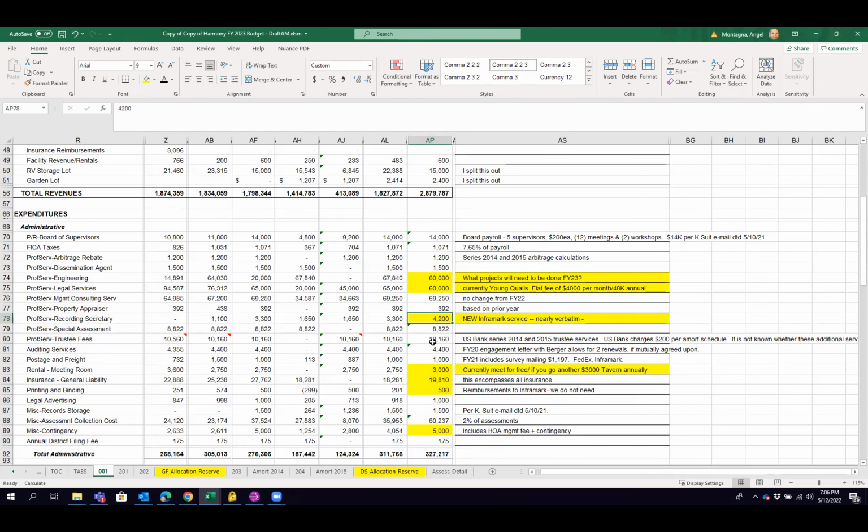Your special assessment, that number stays the same. That's your bonds and everything. If you see the note out here, it tells you none of that has changed because your bonds haven't changed.